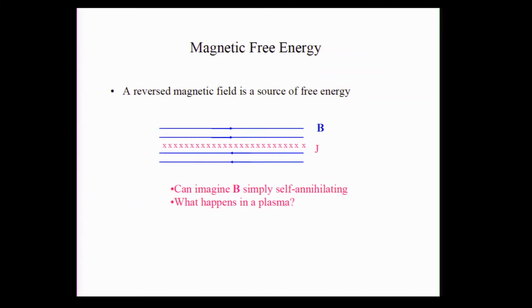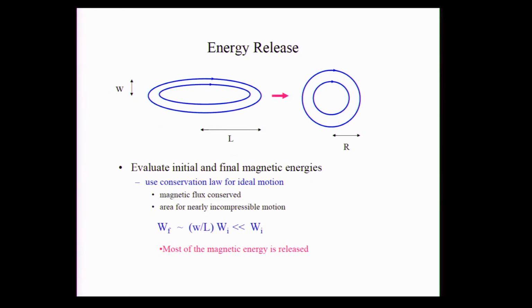So the source of energy is the reverse magnetic field. You've got a vector field here, and you can imagine that vector field simply annihilating. But the question is, how does that actually happen in a plasma system? So I'm going to try to explain this to you, and to do it, I'm going to go back to a very simple picture, and that is what happens to a squashed magnetic flux bubble.